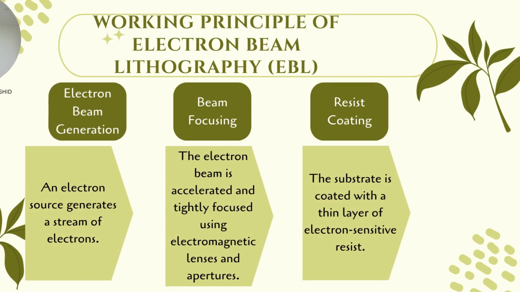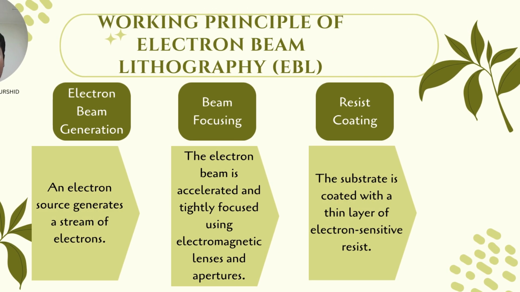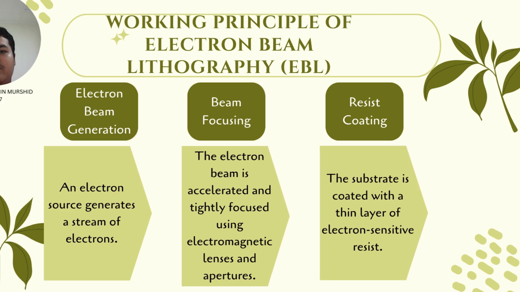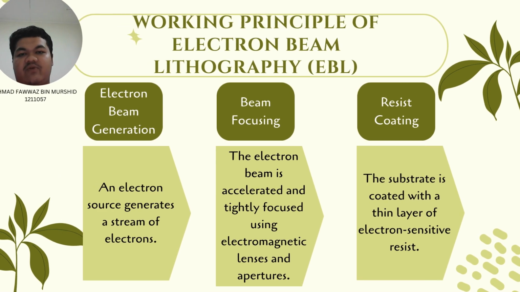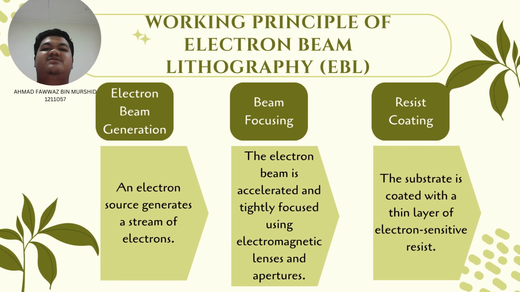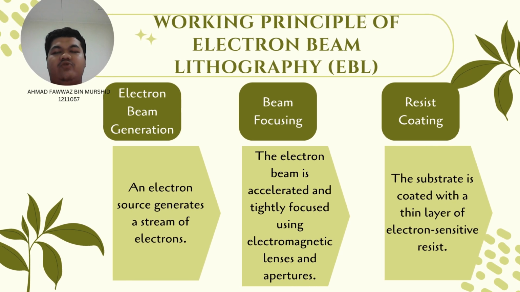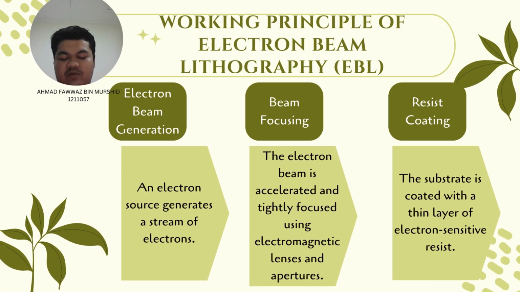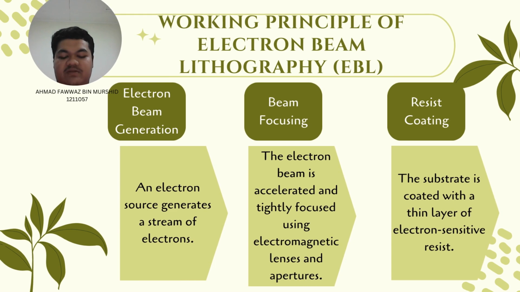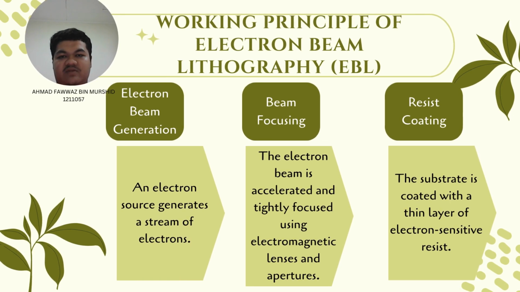There are six working principles for electron beam lithography. Firstly, electron beam generation. An electron source will generate a stream of electrons. Secondly is beam focusing. The electron beam is accelerated and tightly focused using electromagnetic lenses and apertures. And thirdly is resist coating.